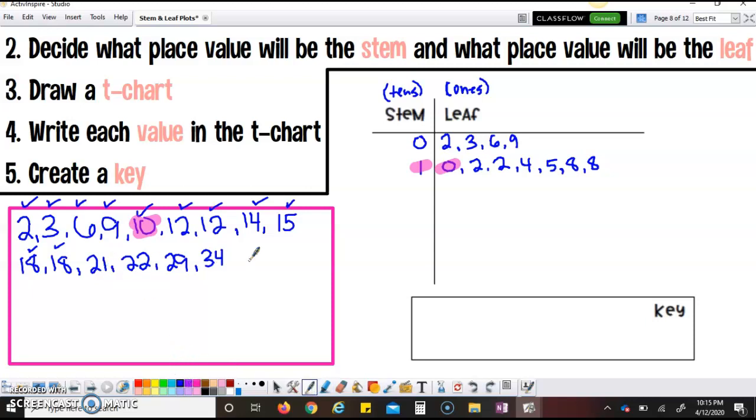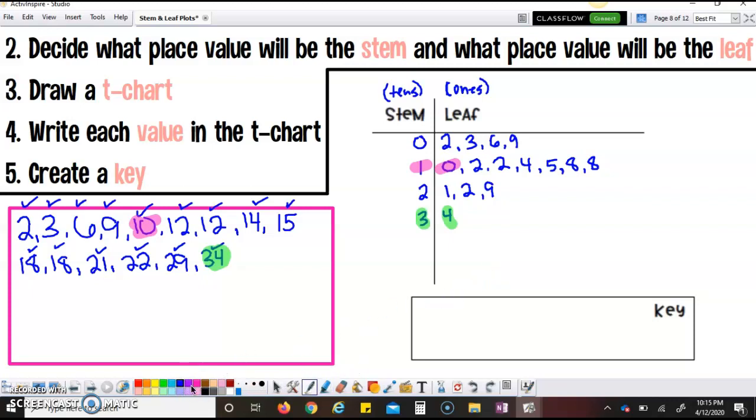Okay, and then we've got 21 through 29. So our stem is going to be a 2, and we'll put a 1 for 21, a 2 for 22, and a 9 for 29, okay? And then our last one is going to have a 3 in the tens place, and then a 4 over here in the leaf for 34. So 34 is represented in our stem and leaf plot as 3 and 4. And so that brings us to our key. We've got to make our key.